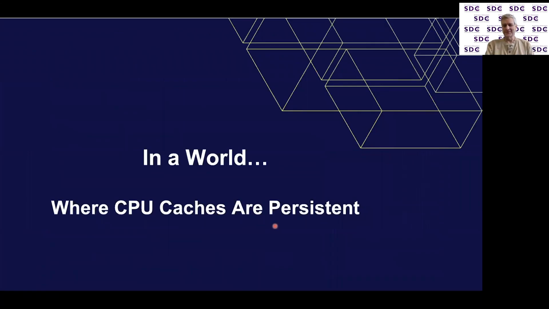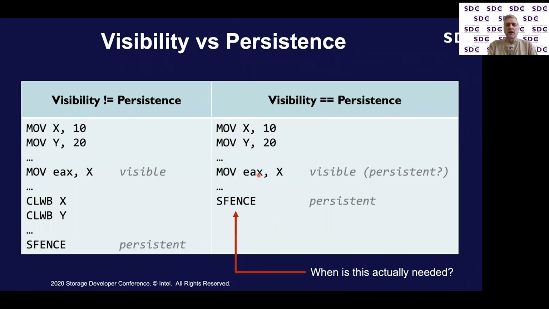So in a world where CPU caches are persistent, what does that really mean? What does the world look like? What I like to do is talk about the difference between visibility of a store and persistence of that store. In today's systems where the CPU caches are coherent, other threads running on other cores do see your changes. That's different from when something becomes persistent, when it's flushed from the CPU cache.